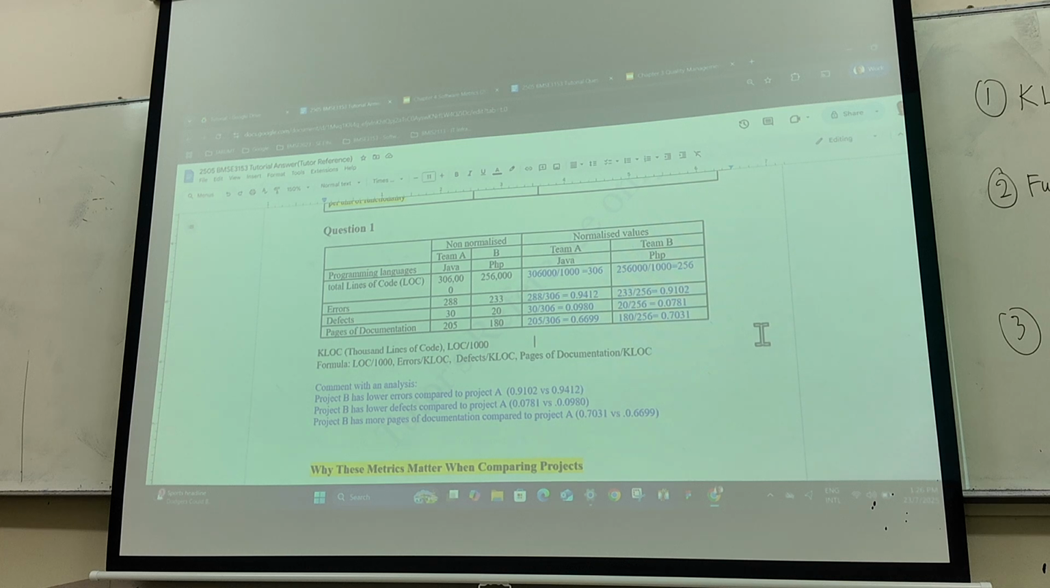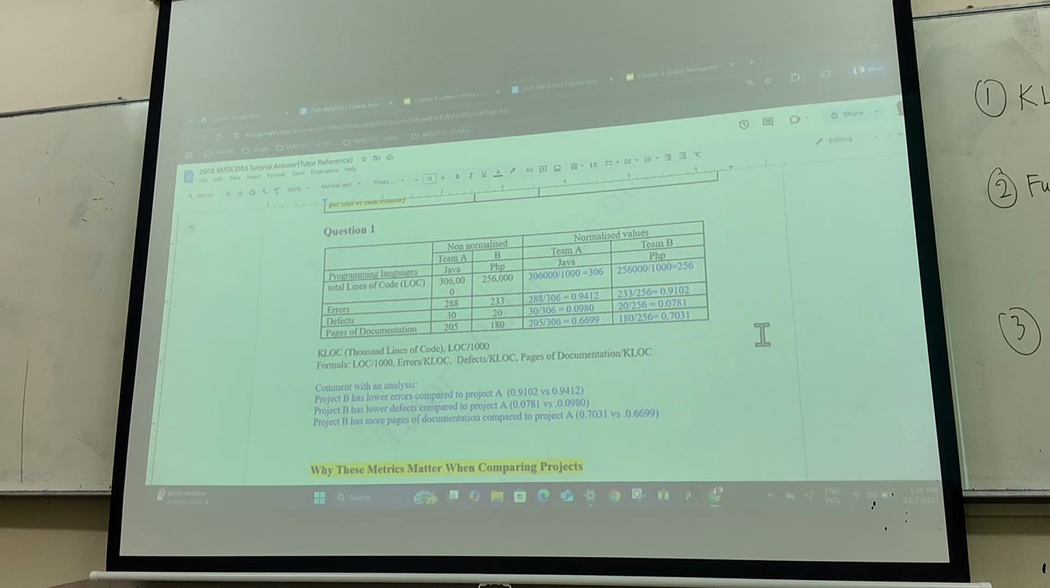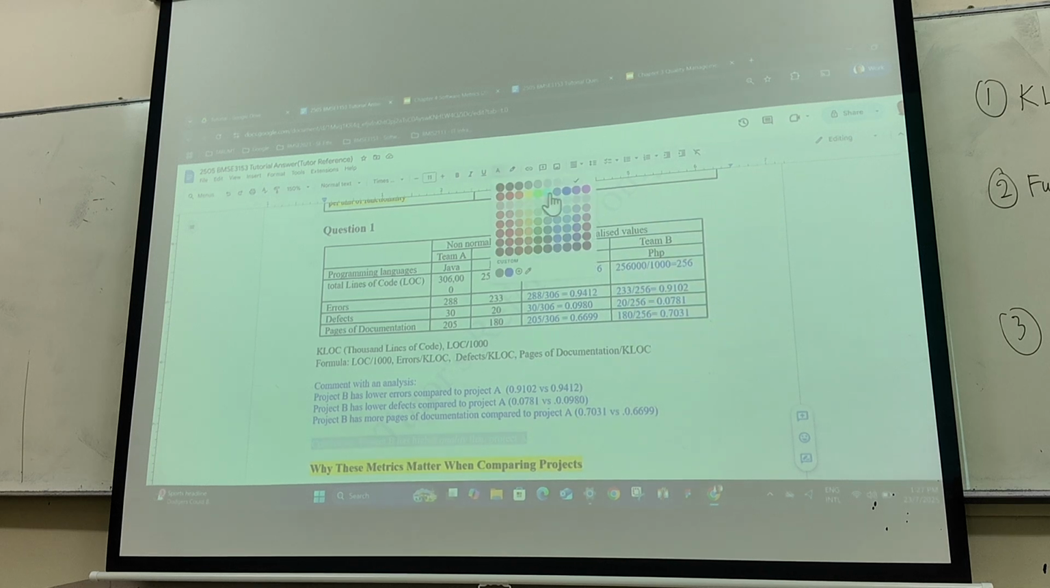And that's a good thing, for pages of documentation. If you have more documentation, the implication is that the system must be easier to maintain because you documented so much of it. So that's the thinking now. Okay. So that's the logic for it. So the conclusion that you can come to is that yeah, project B has better quality than project A.